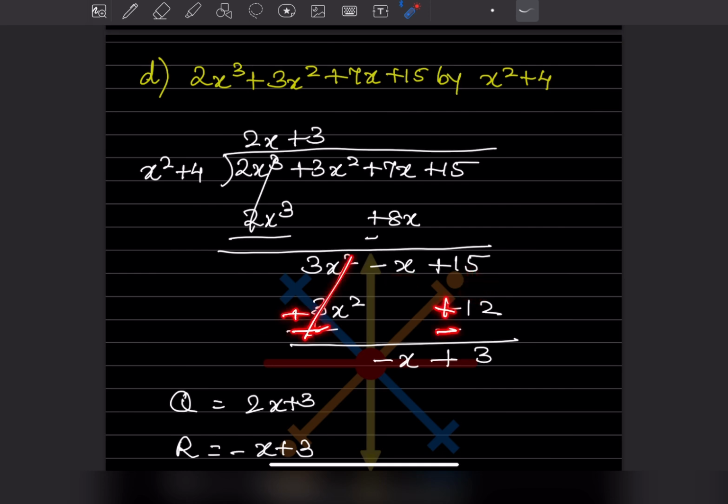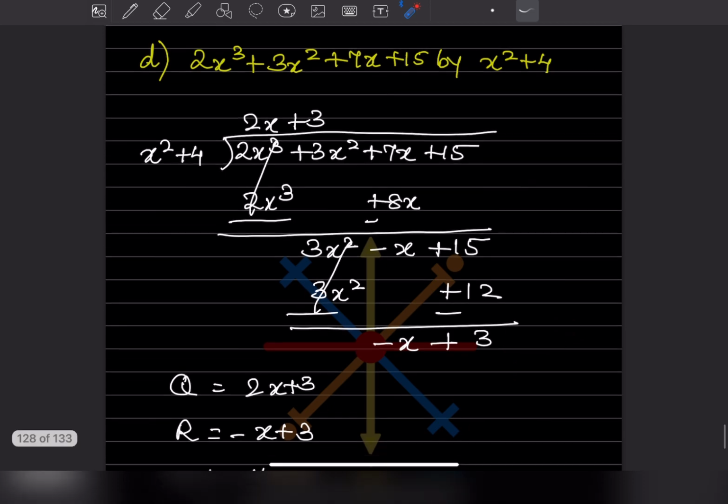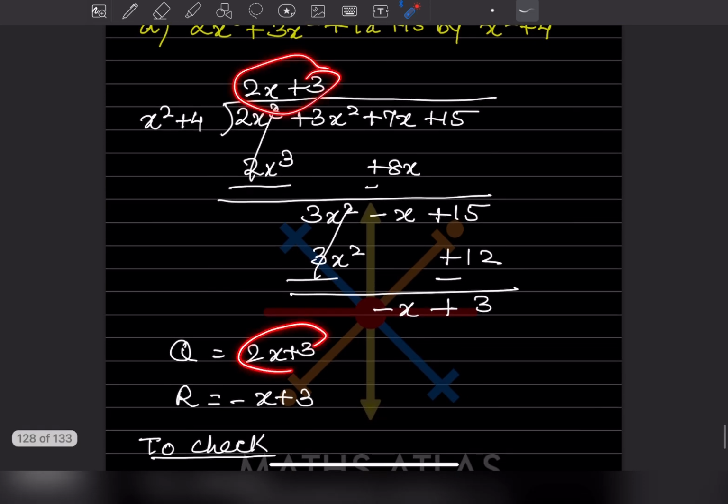So this gets cancelled. Minus x as it is. And here is going to be 15 minus 12. That is going to be plus 3. So now this is the remainder. Quotient is 2x plus 3. Remainder is minus x plus 3.